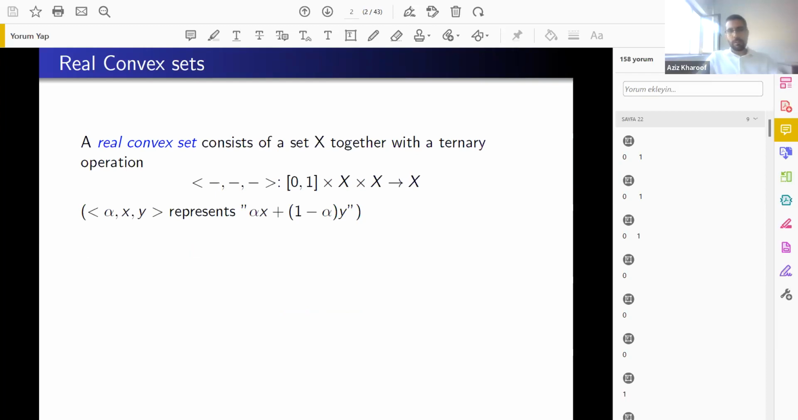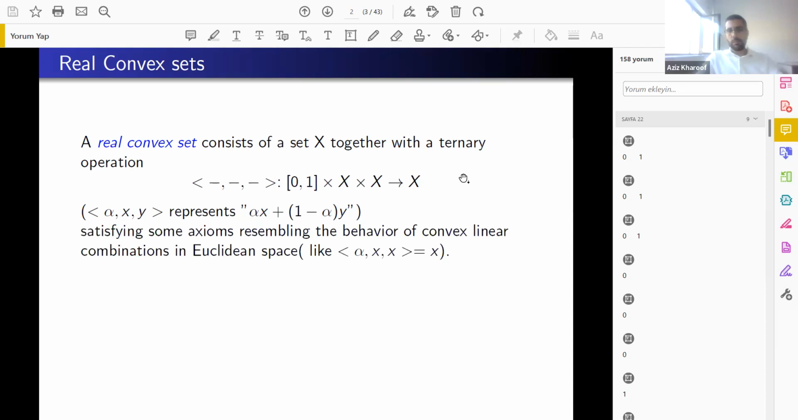Now, real convex sets don't have to be inside a vector space. It's just a set with this operation. What is this operation? It tells us that I can do a convex combination. This represents a convex combination, which of course comes with some axioms. For example, if we take alpha x plus 1 minus alpha x, it gives me x. And there is, of course, another axiom. So this is what real convex sets are.